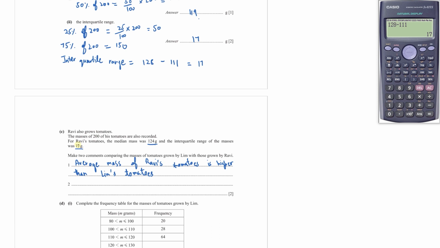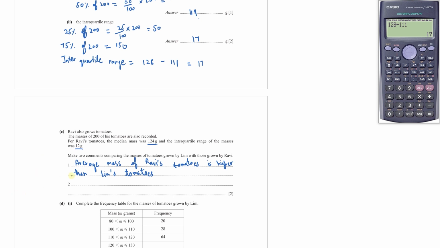That means the values of masses are closer to each other compared to the mass values of Lim's tomatoes, because here the interquartile range is bigger. That means the distribution is bigger. There is a wider variety of masses compared to a smaller interquartile range.